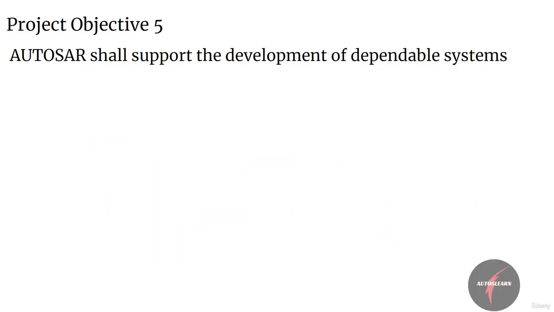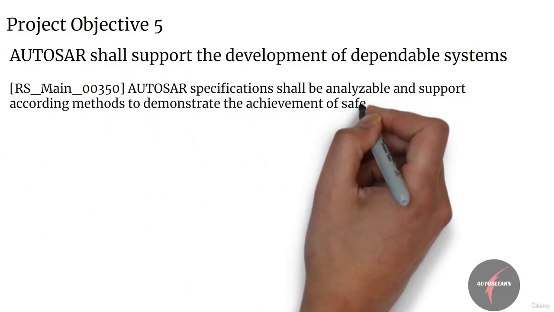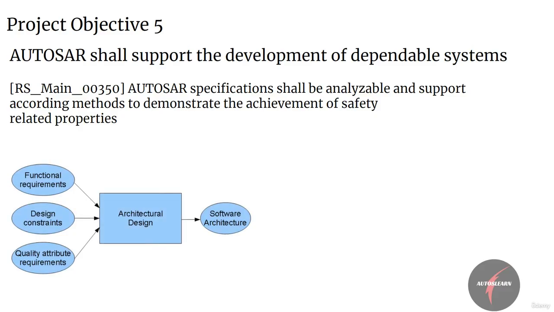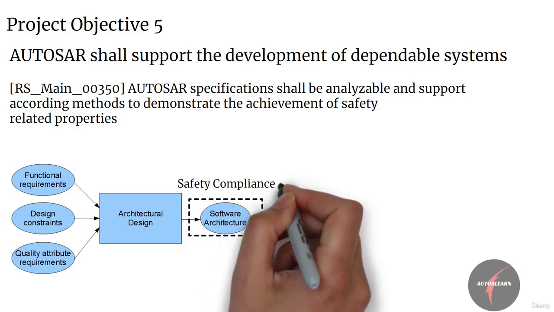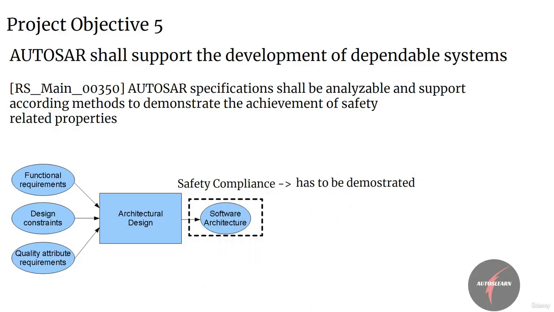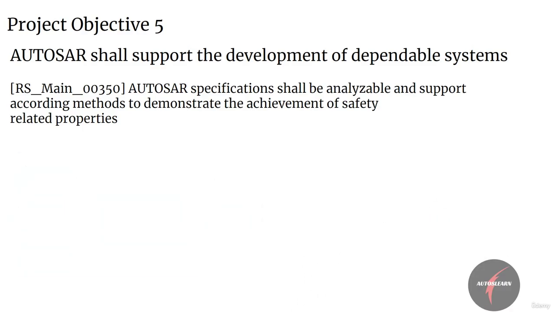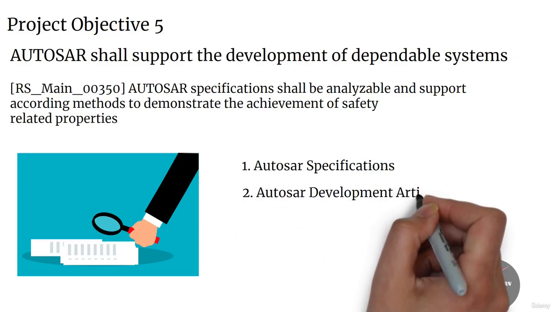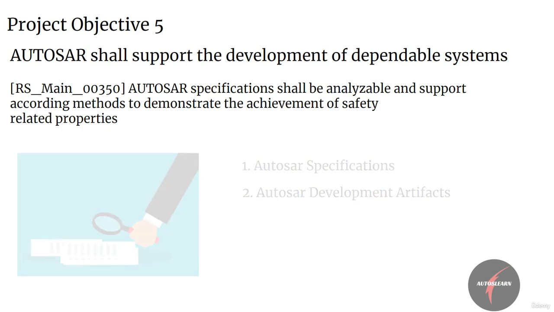Going to the next requirement, which states AUTOSAR specifications shall be analyzable and support according methods to demonstrate the achievement of safety related properties. To achieve safety related properties, an adequate software architectural design and implementation matching the safety requirements is required, and this also has to be demonstrated. Such demonstrations can be done by safety analysis. Therefore, firstly, AUTOSAR specifications shall be analyzed accordingly. Secondly, corresponding analysis methods shall be applicable to the development artifacts specified by AUTOSAR.